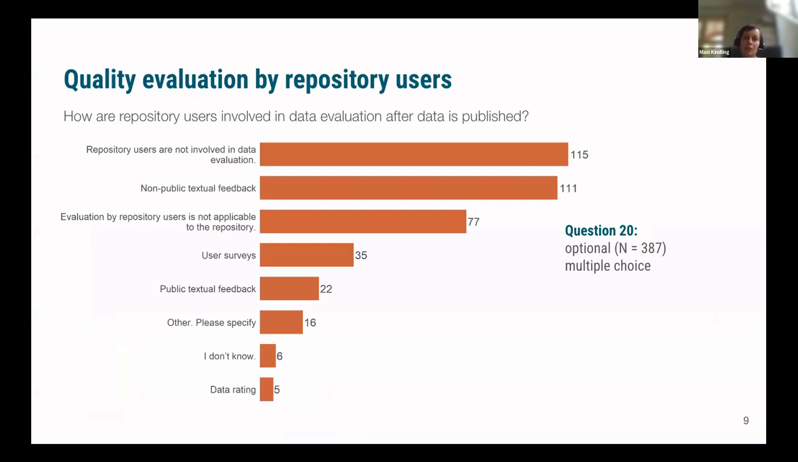We also looked into quality evaluation by procedures that involve repository users in data evaluation, for instance, by offering quality ratings, user surveys, or reports. What we can see in the results is that the majority of repositories do not involve users in quality evaluation, or they only accept non-public textual feedback. But we could also see that, nevertheless, 35 repositories, for instance, conduct user surveys.